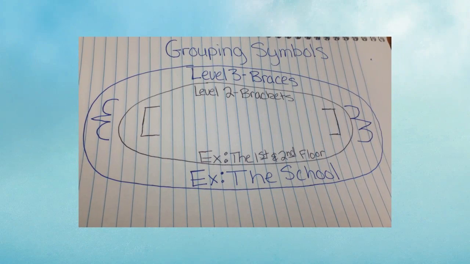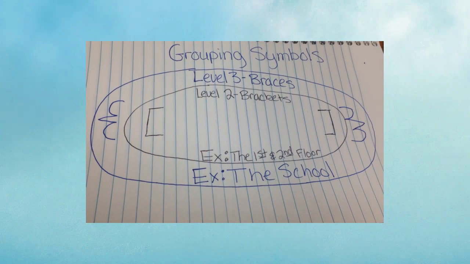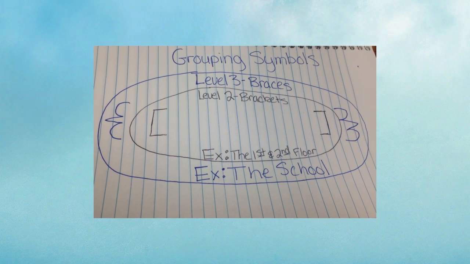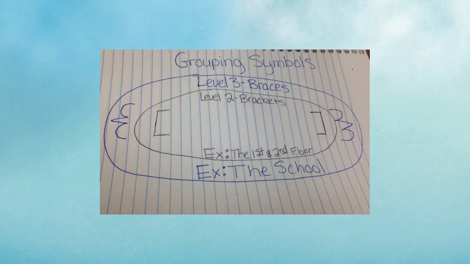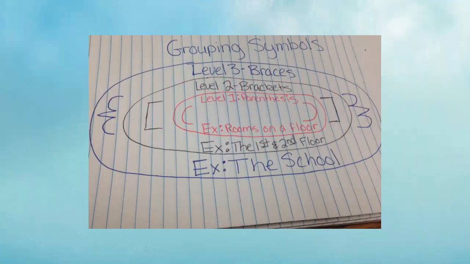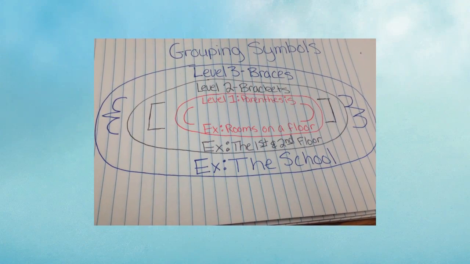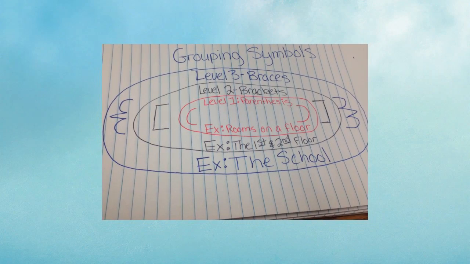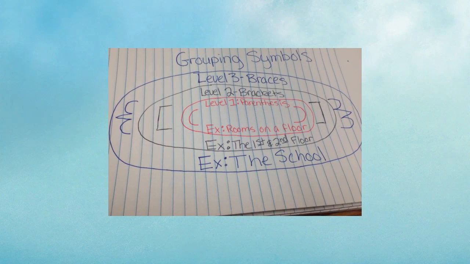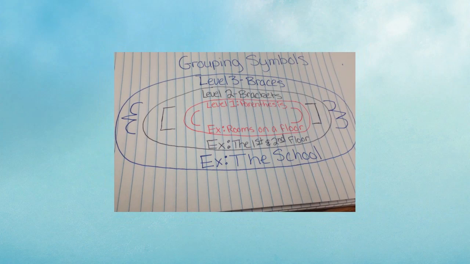The second level of grouping symbols is called brackets. They go inside of braces. Consider them like the first and second floor of the school. And the first level is parentheses. They're like the rooms on a floor, and they are the ones that you're going to start with.